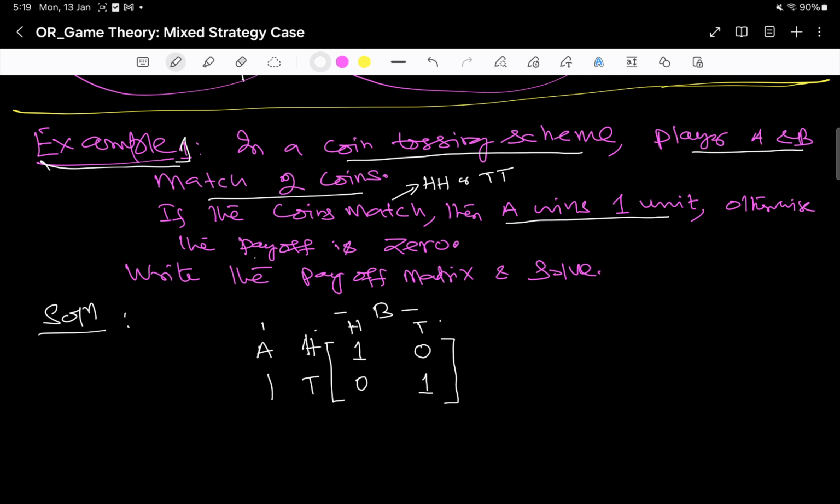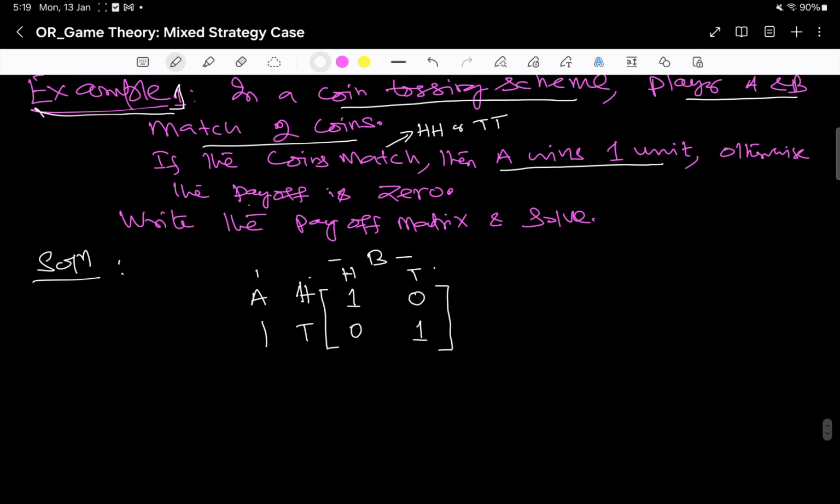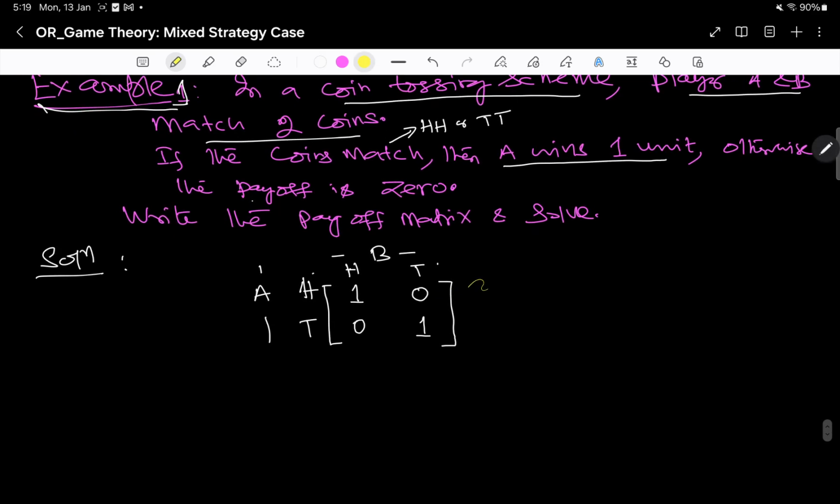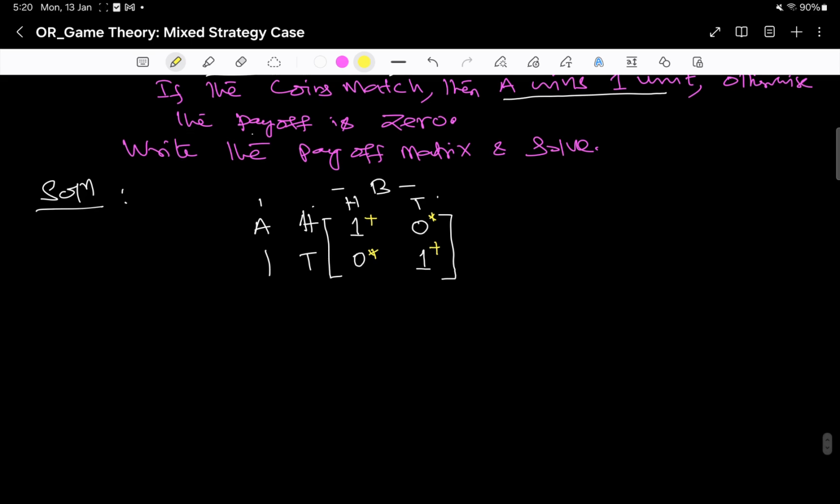Now we have to solve it. Is there any saddle point? You see here, what is the row minima? In this row the row minima is 0, and in this row the row minima is 0. In this column the column maxima is 1, and in this column the column maxima is 1. So we do not get any point where both star and plus coincide, meaning the maximin value is not equal to the minimax value.